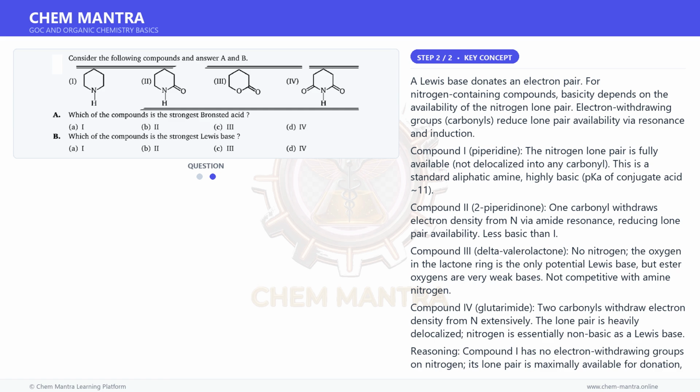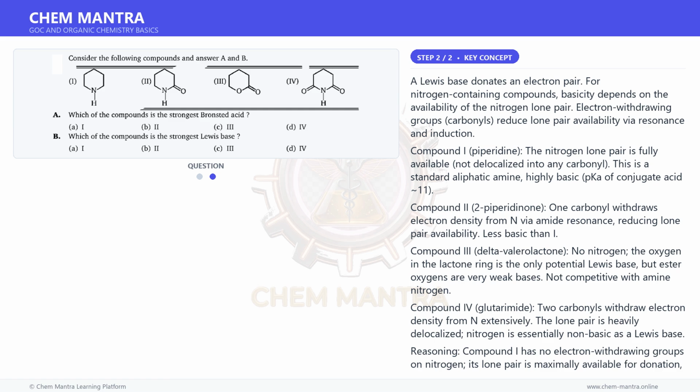Compound 2, 2-piperidinone: one carbonyl withdraws electron density from N via amide resonance, reducing lone pair availability. Less basic than 1. Compound 3, delta-valerolactone, has no nitrogen. The oxygen in the lactone ring is the only potential Lewis base, but ester oxygens are very weak bases. Not competitive with amine nitrogen. Compound 4, glutarimide: two carbonyls withdraw electron density from N extensively. The lone pair is heavily delocalized. Nitrogen is essentially non-basic as a Lewis base.